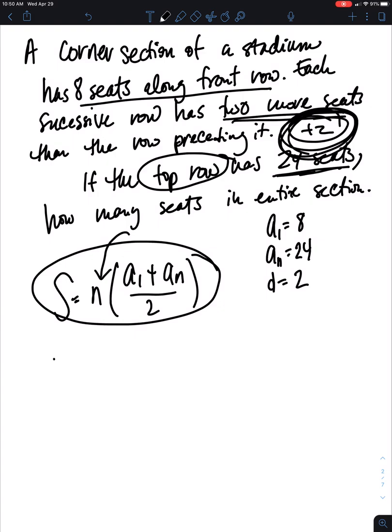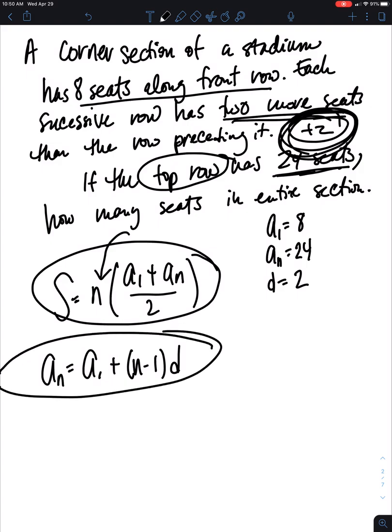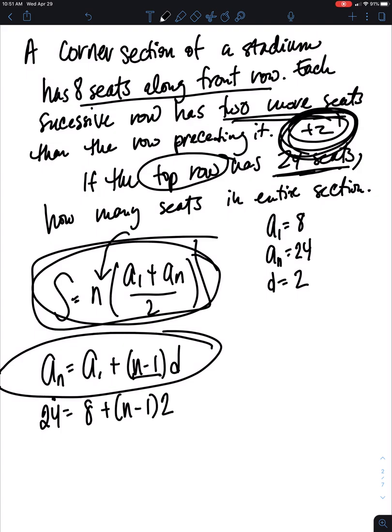I can. We learned an equation in the previous section that looked like this. Okay, this is the most commonly used one versus the other one. And so I can fill this all in and find the N, and then I can go find my sum. But I can't find my sum until I do that. All right, so AN is 24, A1, and then I've got N minus 1, and then D is 2.